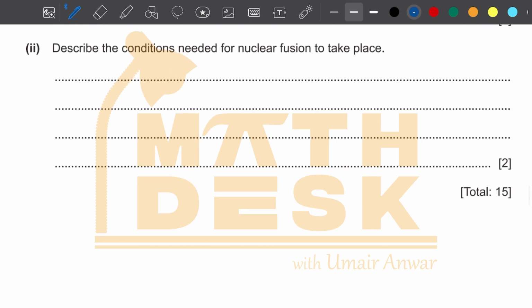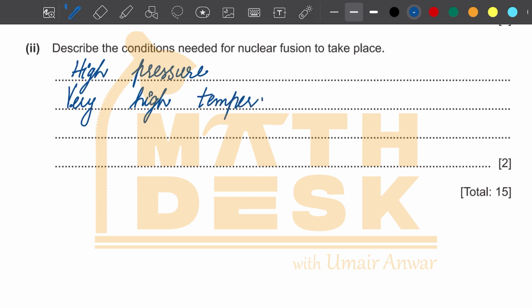Describe the condition needed for nuclear fusion to take place. So the first condition is this process requires high pressure, and without the high pressure this process is not possible. And second condition required is it requires a very high temperature for the process to take place and the nuclear fusion to occur. So the question ends with this part.